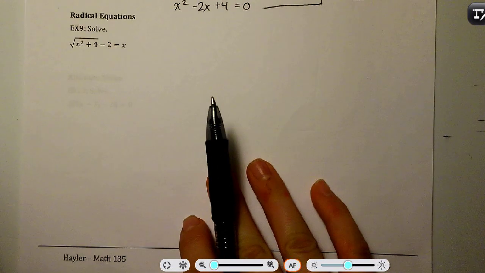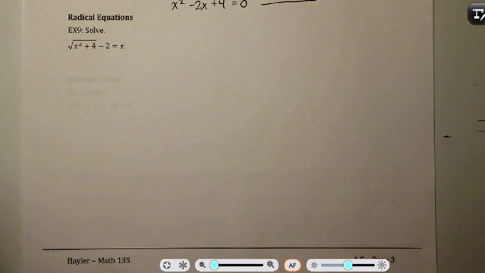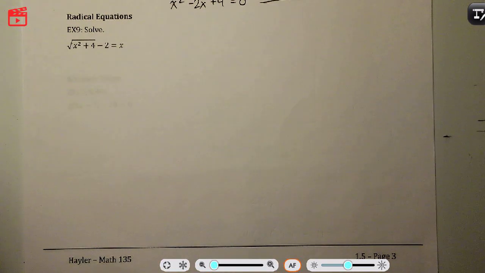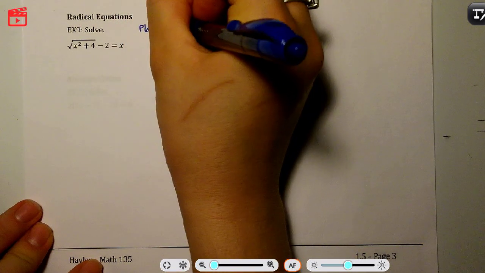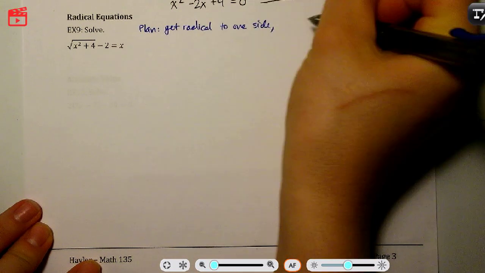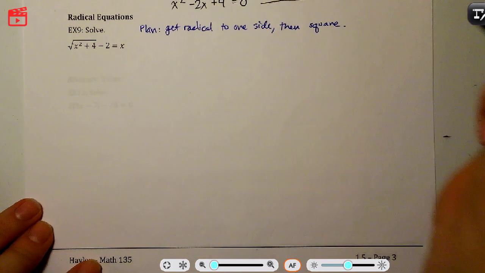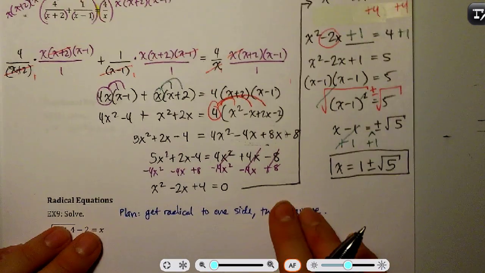Next in the agenda, radical equations. The radical ones. Alrighty. So, how do you identify a radical equation? Well, the best thing to look for is to see if there is a radical in your equation. Do we have that? Indeed we do. Right there, there's a radical. So, what's the plan for radical equations? Plan: get the radical to one side, then square.